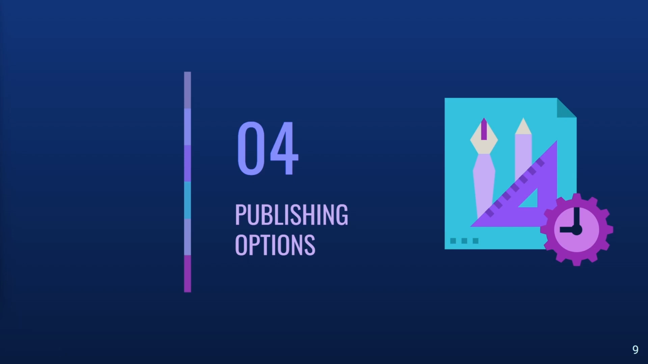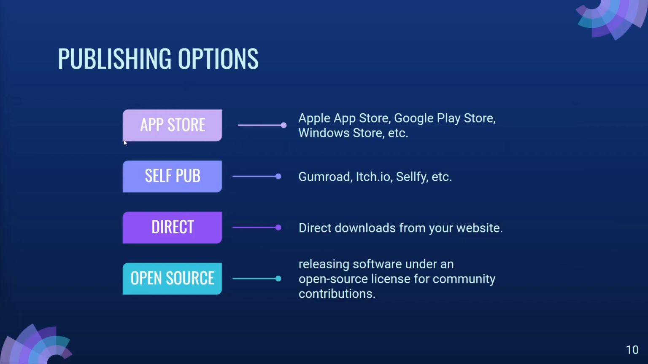We will also discuss publishing options. One of the most popular publishing option is the App Store. So you would publish your software on the target device App Store, like Apple Store or Google Play Store. You could also self-publish your software on various sites like Itch.io, or direct publish your software on your website. And most importantly is an open source option where people could also contribute to your development.